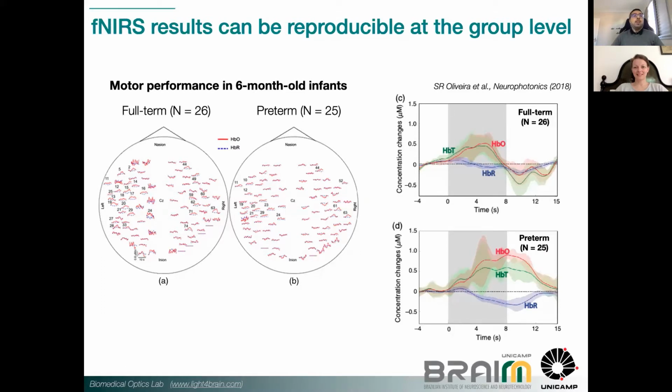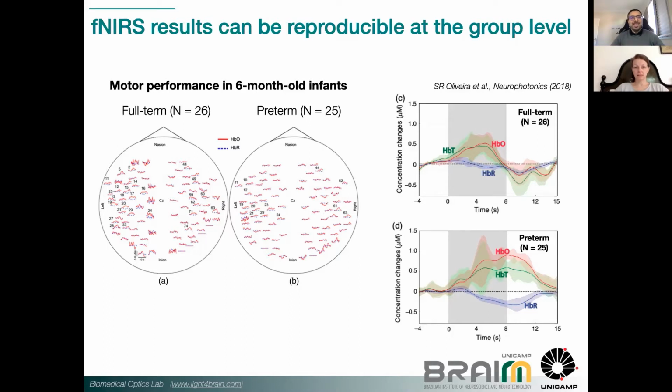We just wanted to understand, or my collaboration partner was interested in understanding, how motor development worked in infants, and specifically the difference between full terms and preterm babies. Right? So we collected a lot of motor performance data in 6-month-old infants. It's a total of 26 full terms and 25 preterms. That's after discarding probably half of the sample.